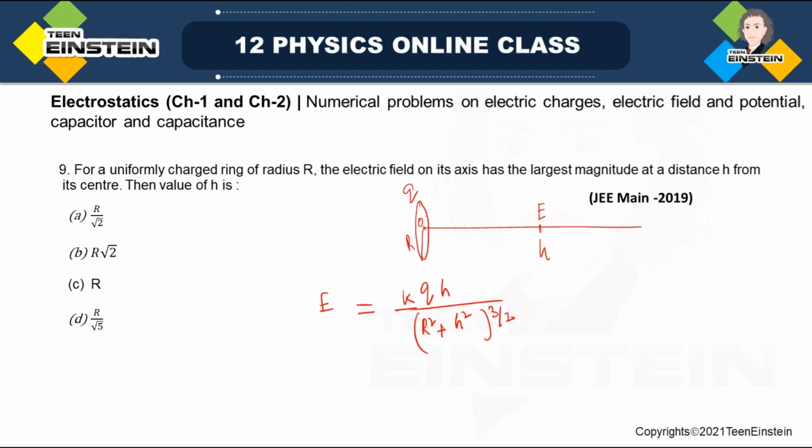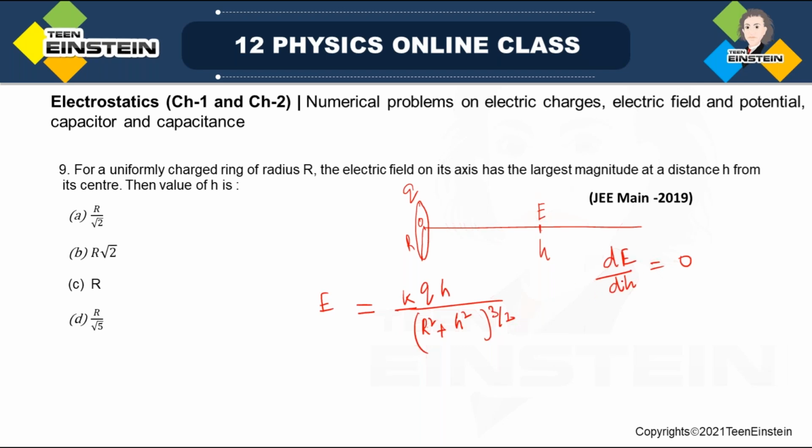Once you know the electric field, what is the question you have to answer here? They have already told that the electric field on the axis is maximum at h distance from the center. So what is the value of this h? You have to find that out. Whenever you see some quantity is maximum or minimum with respect to some variable, like in this case with distance, you have to check by taking the derivative equal to 0.